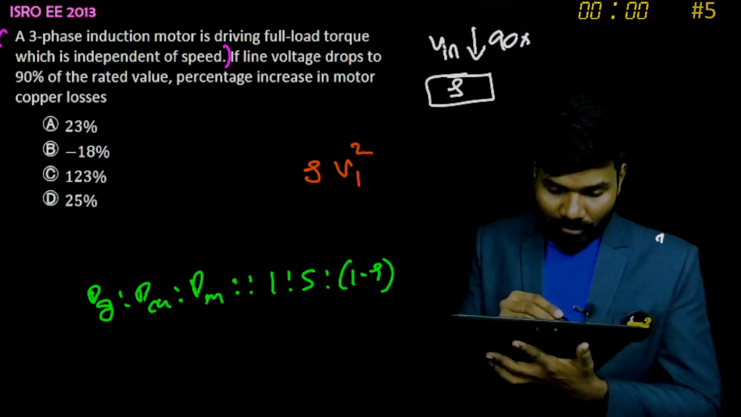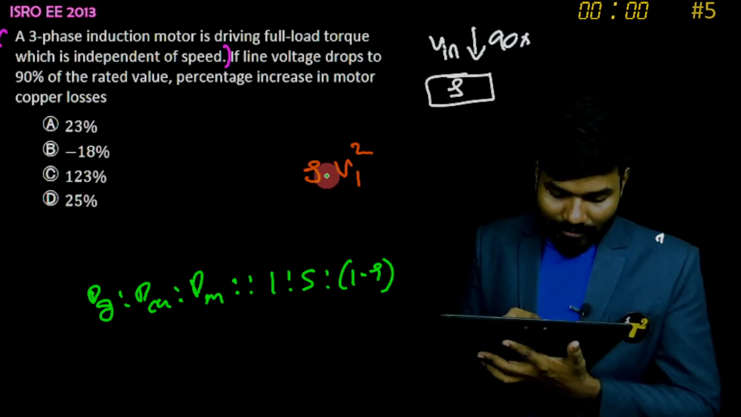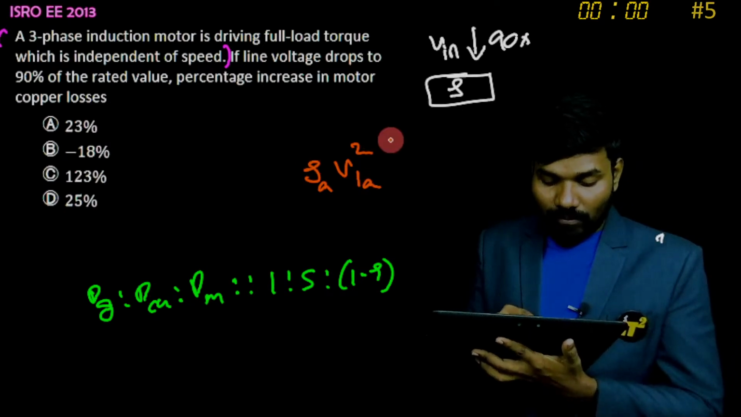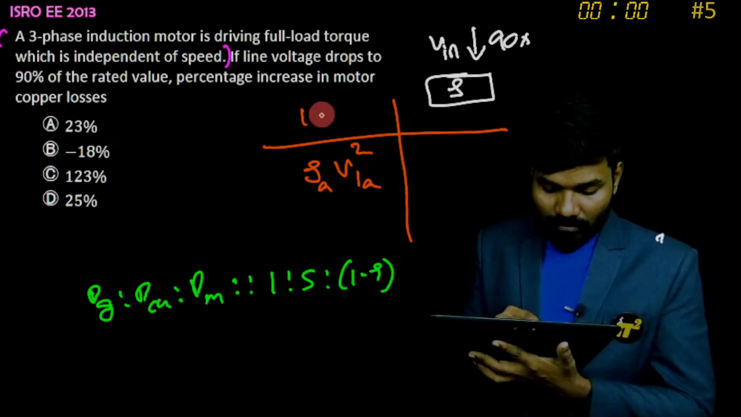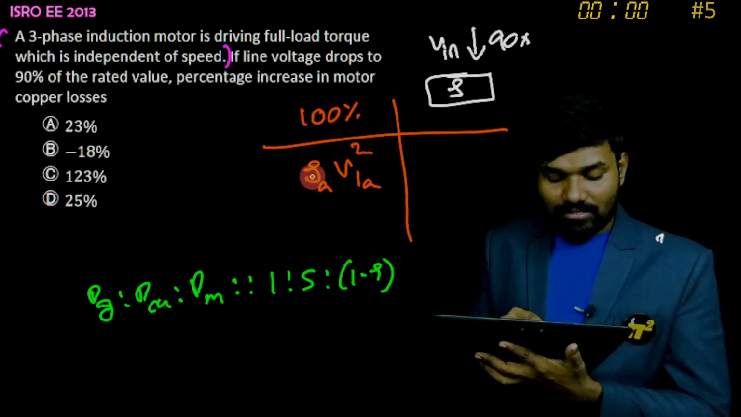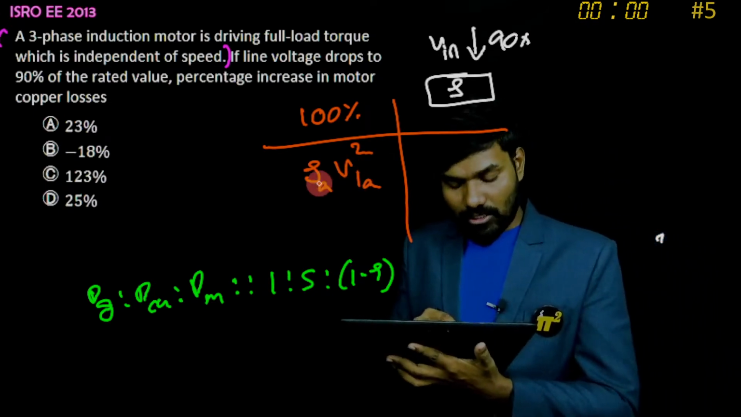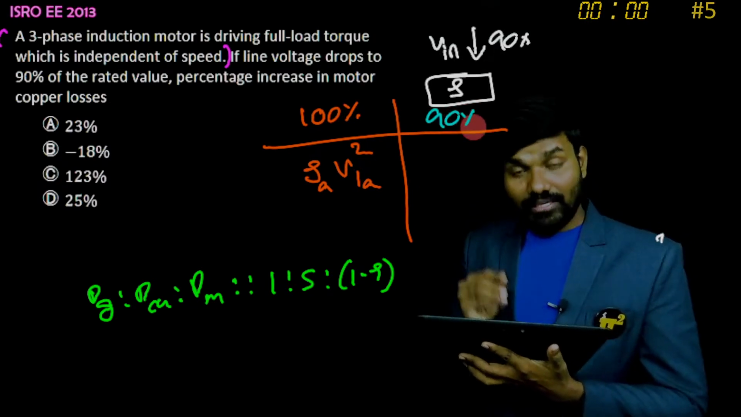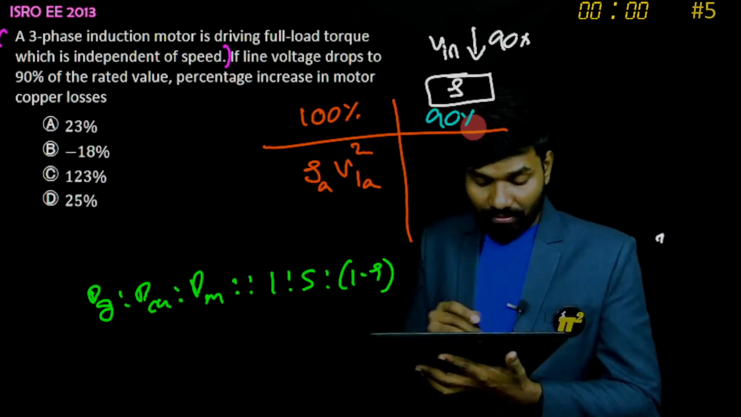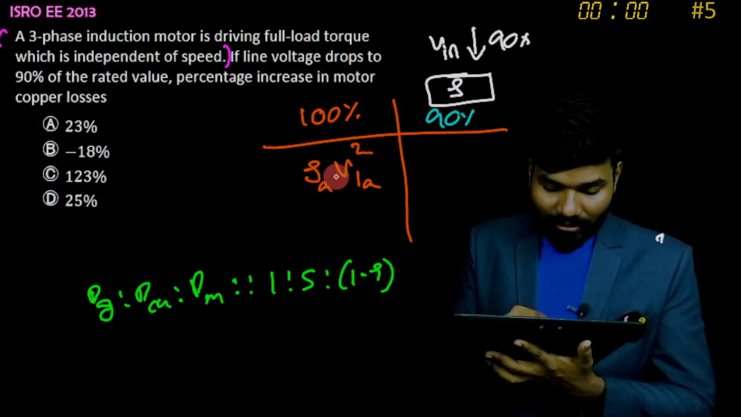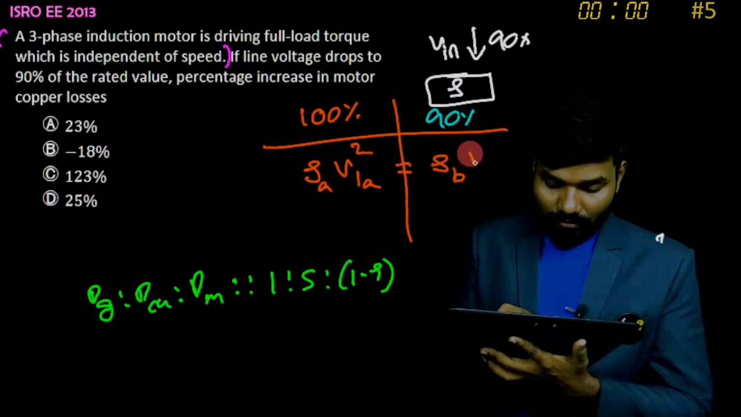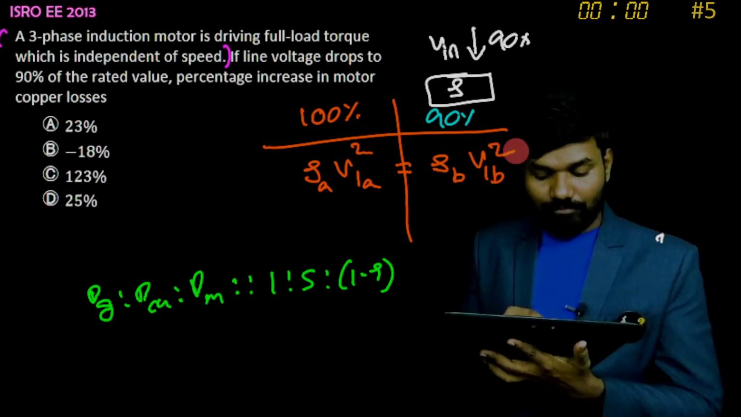In the first case, let's take it as SA and V1A, when 100% was there. When input voltage is 100%, this is the slip and this is the input voltage. Once input voltage becomes 90%, then also you should have the same value. The product must be the same.